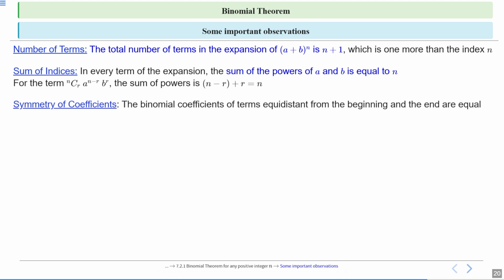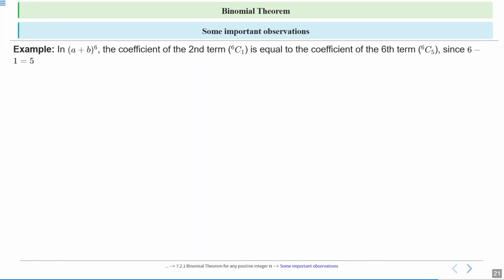Now see symmetry of coefficients. The binomial coefficients of terms equidistant from the beginning and the end are equal. Here note this property: nCr equal to nC(n-r). Now let's take an example. In (a+b) whole to the power 6, the coefficient of the second term, 6C1, is equal to the coefficient of the sixth term, 6C5, since 6 minus 1 is 5.